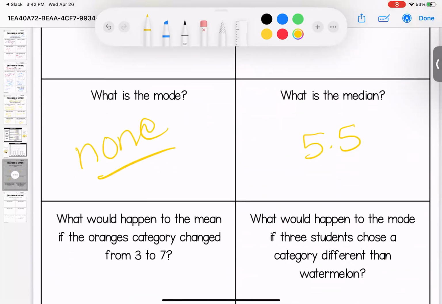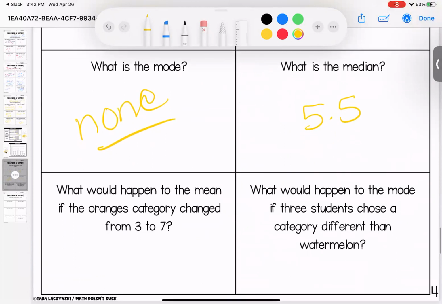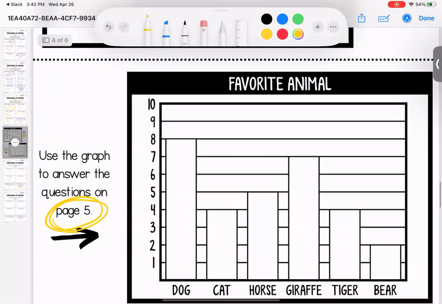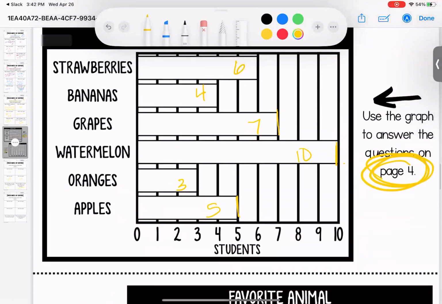What would happen to the mean if the oranges category changed from 3 to 7? It would increase by 6.5. And what would happen to the mode or the most often if 3 students chose a category different than watermelon? The mode would then be 7. Okay. Again, all of these questions are answered off of this graph.